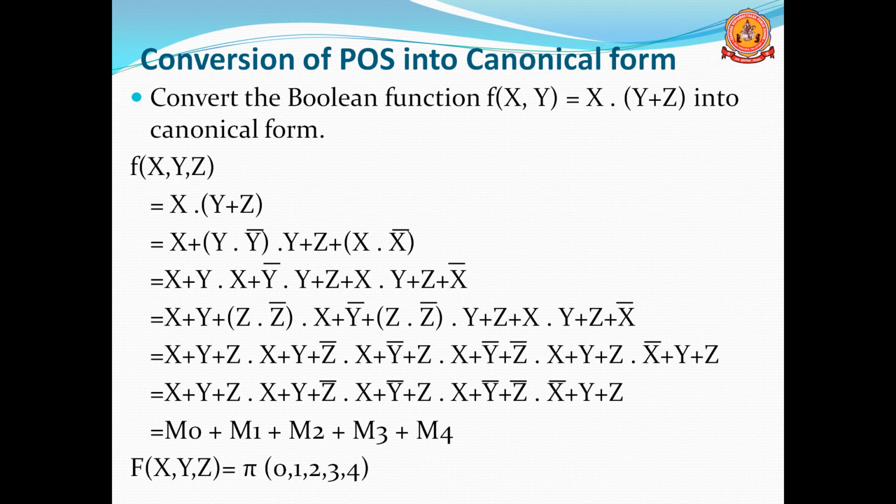So you can convert that into designations. It will be m0, m1, m2, m3 and m4. So you can represent that in the form f of xyz equals pi of 0, 1, 2, 3, 4. The 5 terms are there: 0, 1, 2, 3, 4. So this is actually known as canonical POS form.